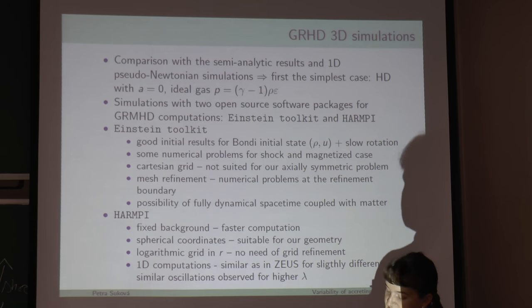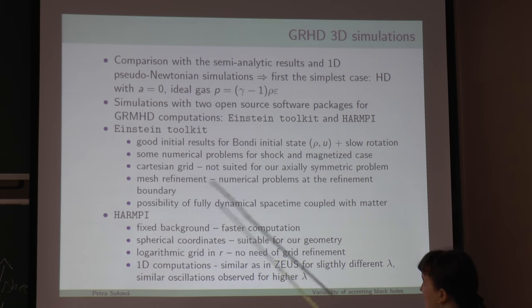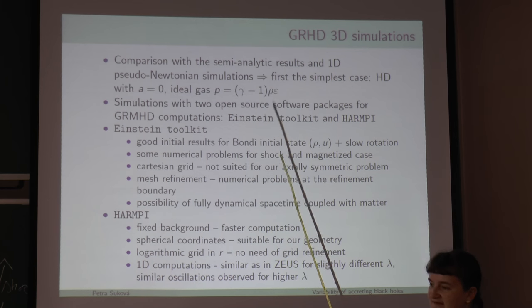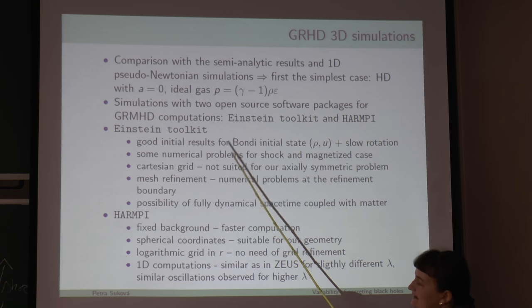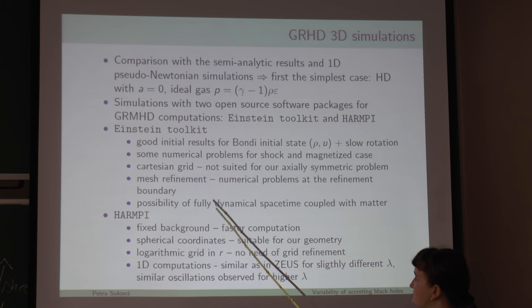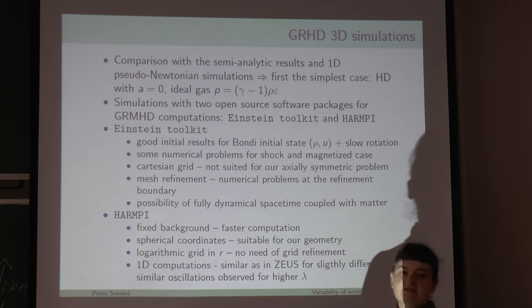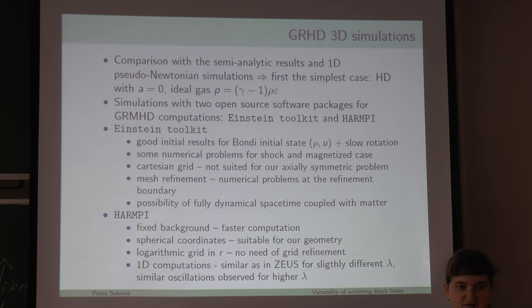Einstein Toolkit is a very sophisticated software package, but we have found that there are some numerical troubles, and we have been troubled with this for quite a long time. But the advantage of Einstein Toolkit is that there is a possibility of fully dynamical space-time which is coupled with the evolution of the matter. This is very important if you compute, for example, a gamma ray burst, because there is a lot of matter which is very quickly evolving, so you need to update the metric and the space-time also. But for our case, this is not so important.